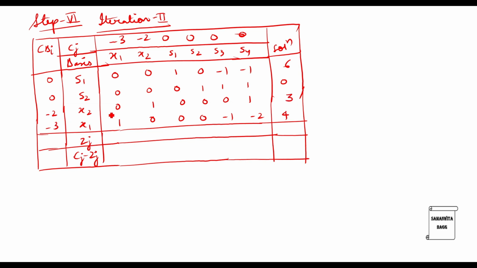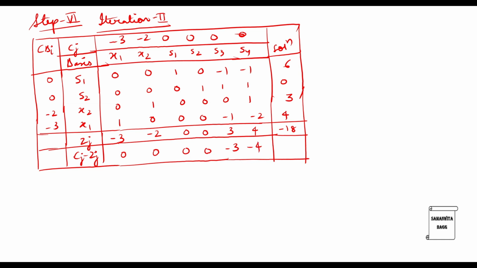Now I'll calculate Zj. I'll multiply minus 2 into 0 plus minus 3 into 1. So this becomes minus 3, minus 2, 0, 0, 3, 4 and this is minus 18. Then I'll calculate Cj minus Zj. It is 0, 0, 0, 0, minus 3, minus 4.